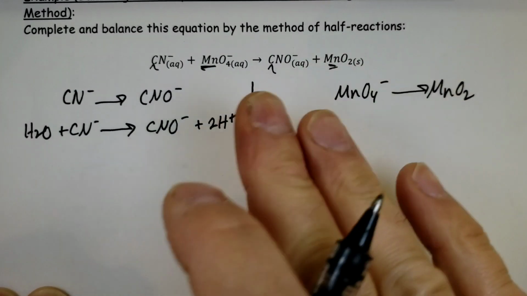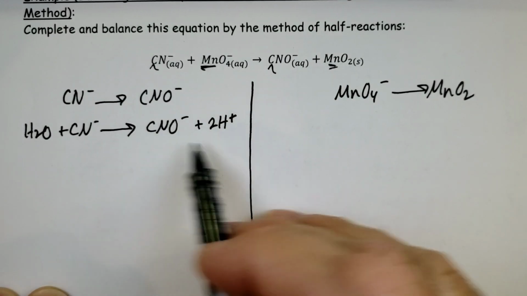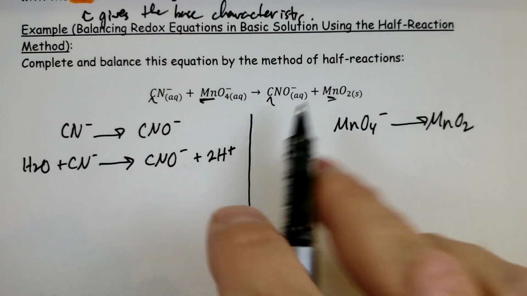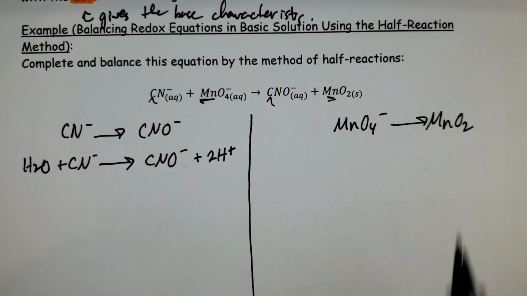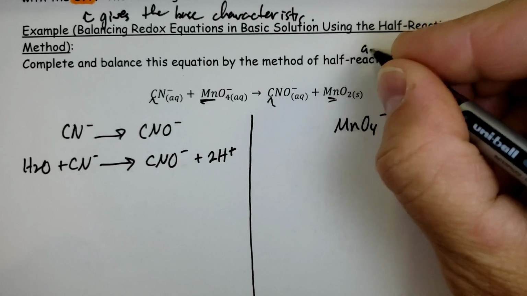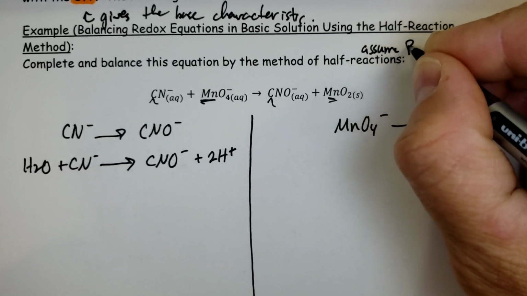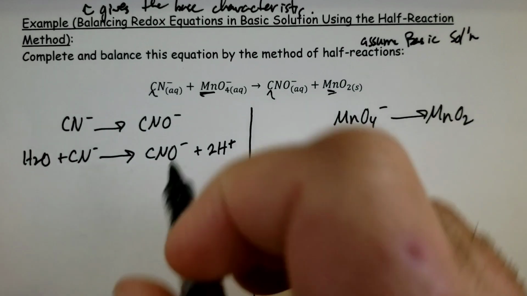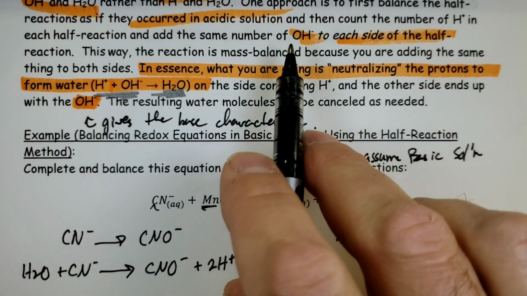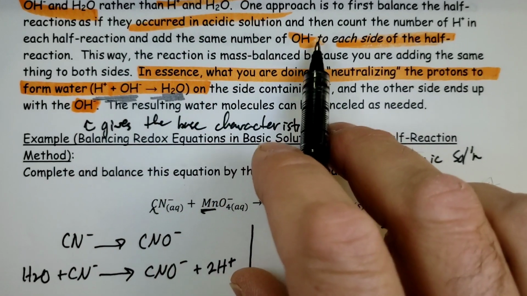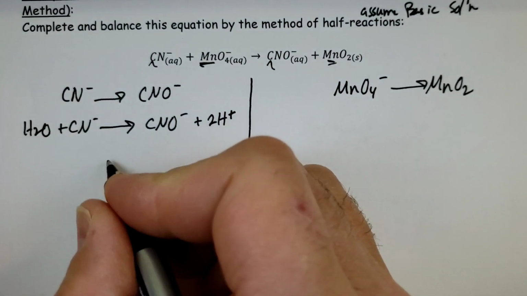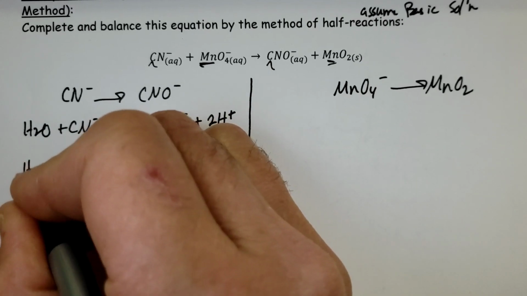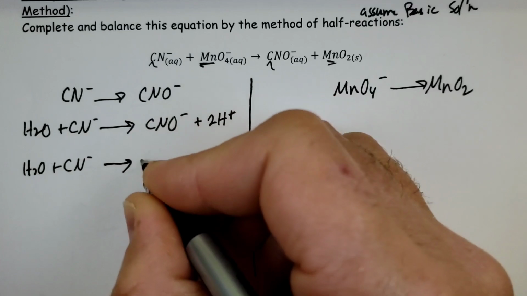If this is an acidic solution, easy, just continue on, count the charges, balance it out by adding electrons. But it's not in an acidic solution. It's in a base. I didn't write it here, but assume basic solution. So wherever I have the H pluses, I add OH to each side. So over here, I'm just going to rewrite this. H2O plus CN negative.